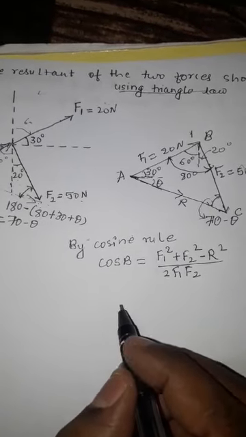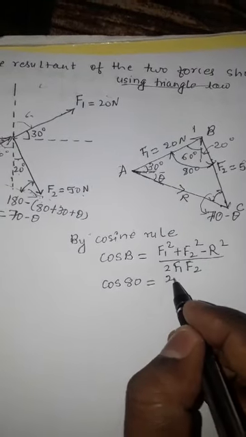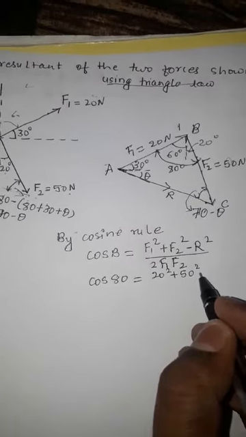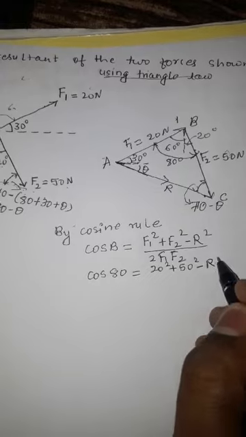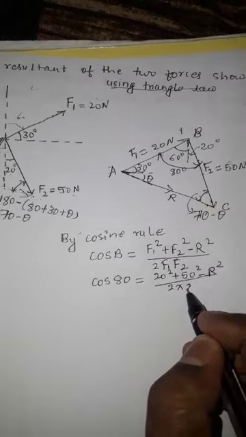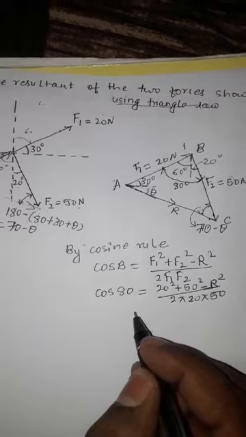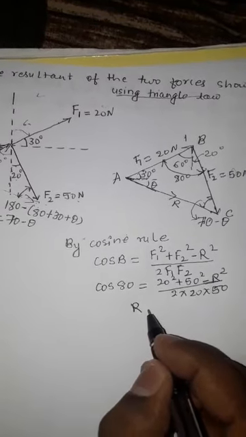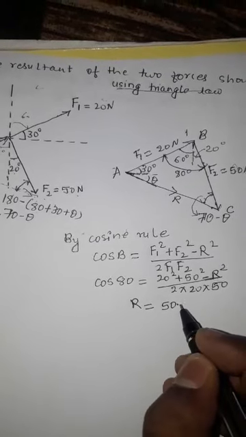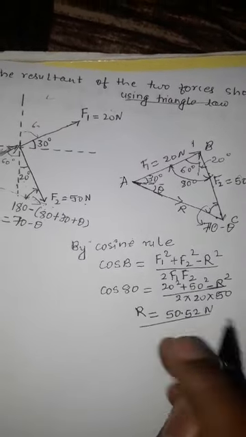So I am putting the value here: cos of 80 equals F1 is 20 squared, plus F2 is 50 squared, minus the resultant that I have to calculate, R squared, divided by 2 times F1 that is 20 into F2 that is 50. So after simplifying and doing all the calculation in the calculator, I will get this resultant value as 50.52 Newton that I have got.